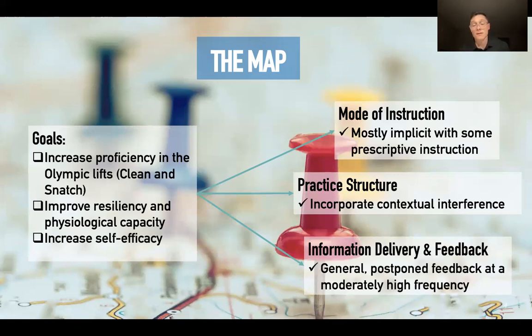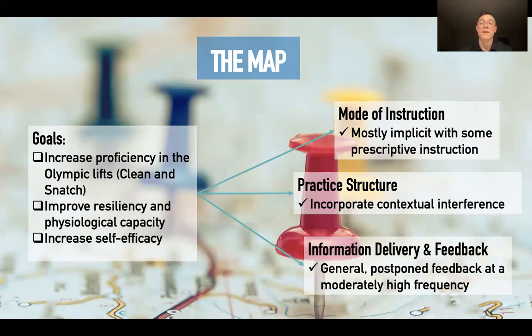Moving on to information delivery and feedback. The main model that we're going to be using is an approach outlined by general and postponed feedback. What I mean by general is that we're not necessarily going to get into too many specifics with Danny. We're not going to be talking about specific joint angles and elbow positioning and what his feet should be doing, things like that. We're going to use more broad level cues and feedback mechanisms to help Danny understand what we're talking about when it comes to how to perform the clean and the snatch.